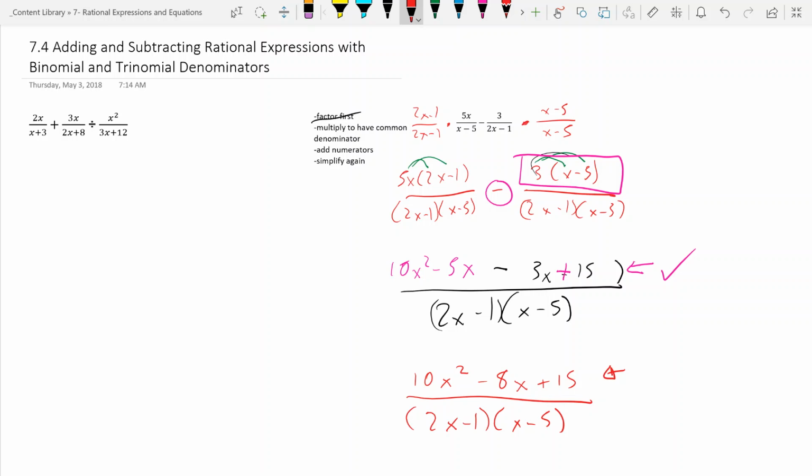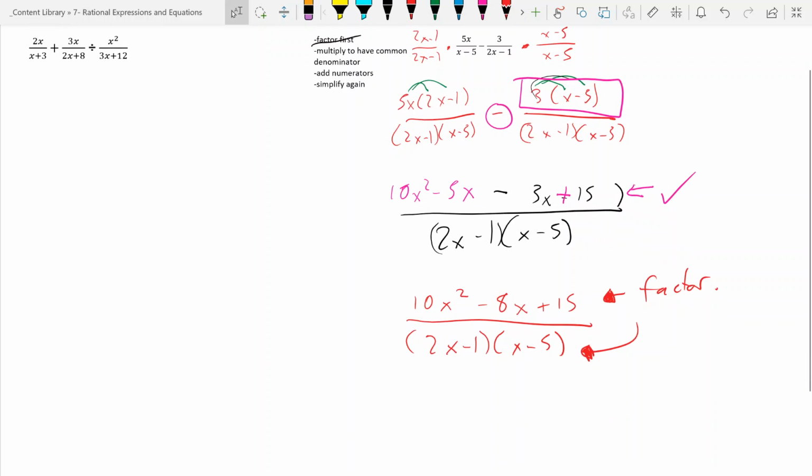All right, at this point, I now see that this is a trinomial. I'm going to try and factor it again. The reason I'm going to try and factor it is because I might be able to cancel out with one of these denominators. If that's the case, it'll make my final answer better and more simple, but I can't tell just by looking at it. So I'm going to try and do it. So 10 times 15 is 150.